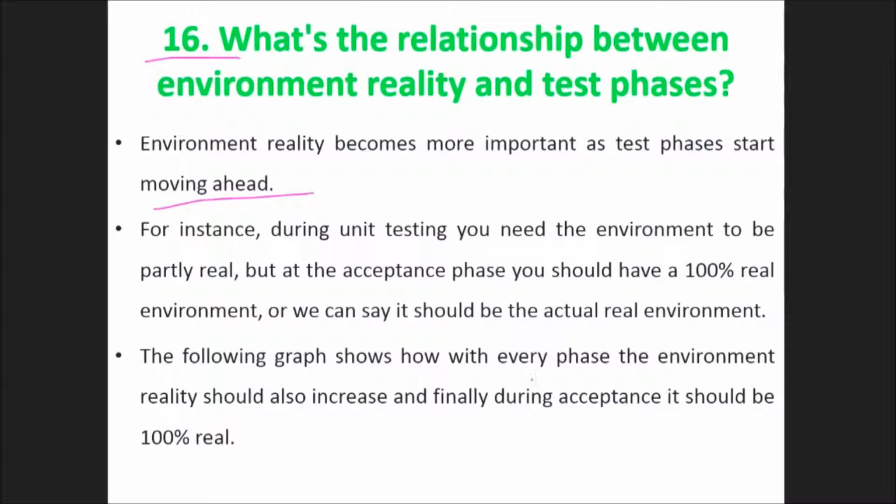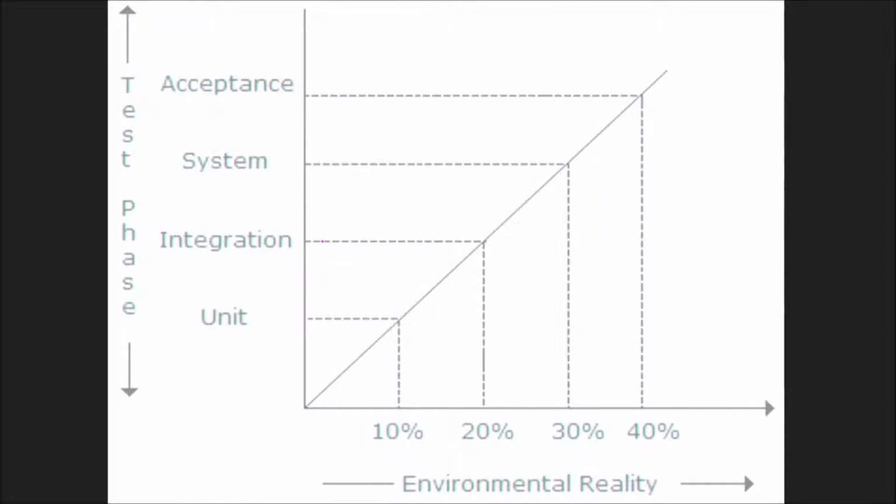Also, in every phase the environment reality should increase, and finally, during acceptance, it should be 100% real. This is the graph. This is the test phase. This is the environment reality. So in the unit phase, 10% is okay, but by the time of acceptance, it has to be over 40%.